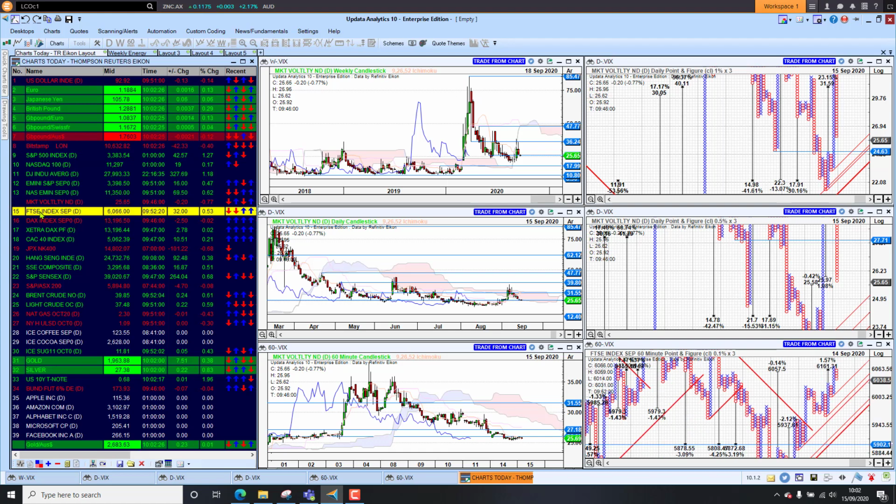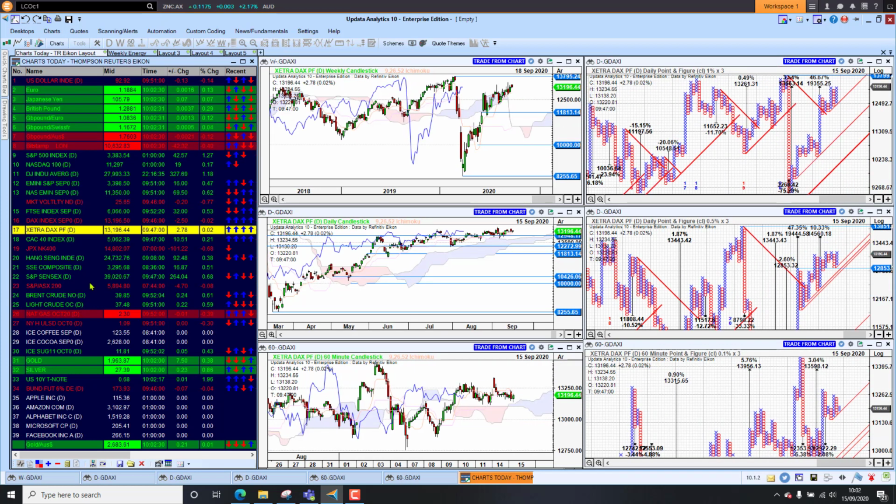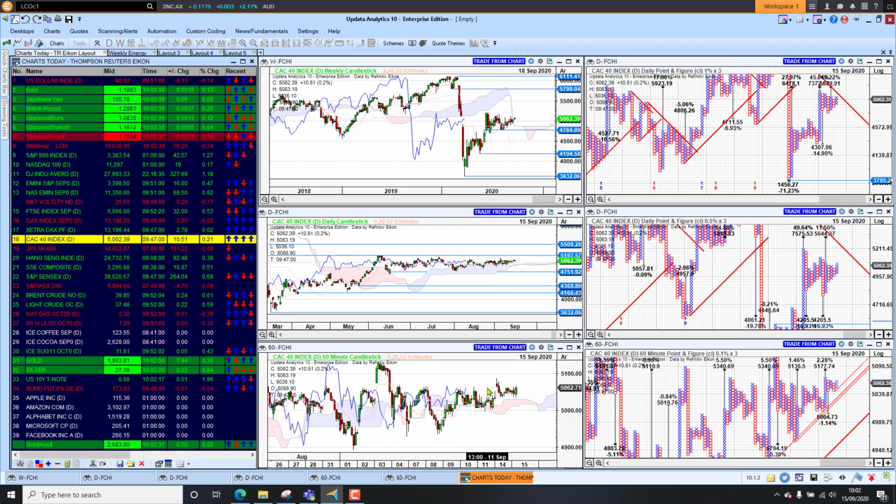The UK market, the FTSE future up 0.5% this morning. The cash market in Germany flat, up 0.02%, virtually unchanged, of course, there. And then we're seeing the CAC up just 0.2% as well. These markets in Europe still a long way from making new highs.